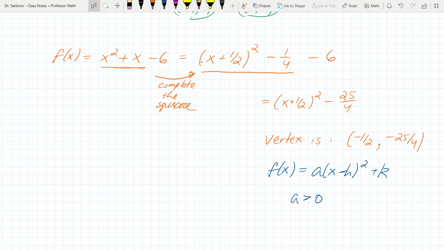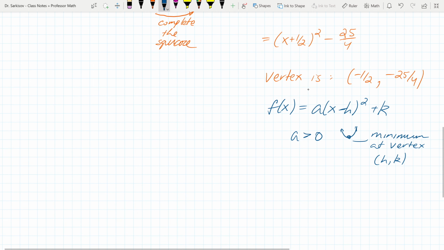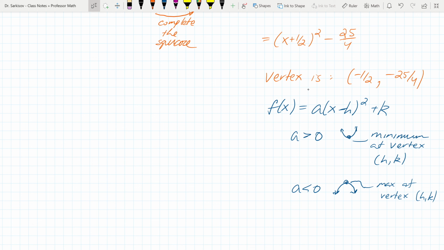If a is bigger than 0, we have it going up, and we have a minimum right there at the vertex, which is always (h, k), okay? And if a is less than 0, this is just some theory here, you're going down, the parabola's down, it was flipped by the transform of negating it, and so you would have a maximum right there, also at the vertex, (h, k) again, okay? And some people ask me, why is that the vertex?